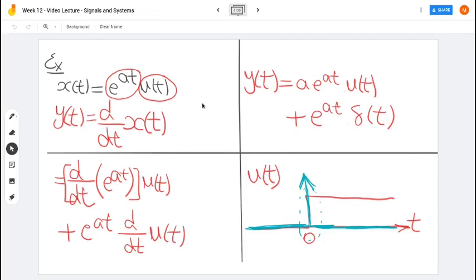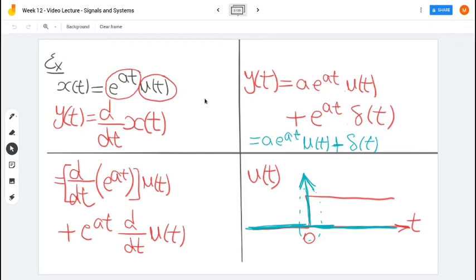So y of t would be a e to the power at times u of t plus computing the value of the function e to the power at at instant 0. E to the power 0 is 1 times delta of t, so we'll be having an impulse whose weight is 1. Now we can compute the Laplace transform of y of t.